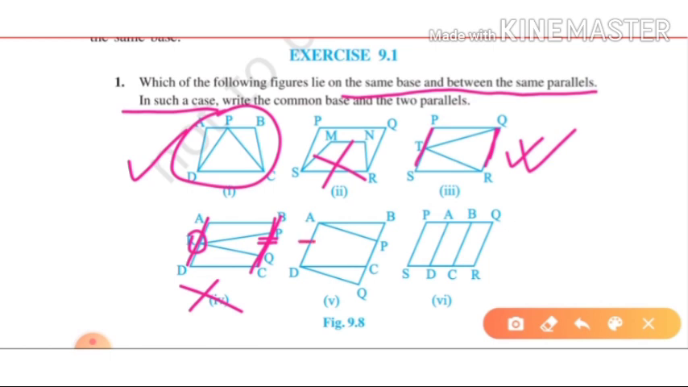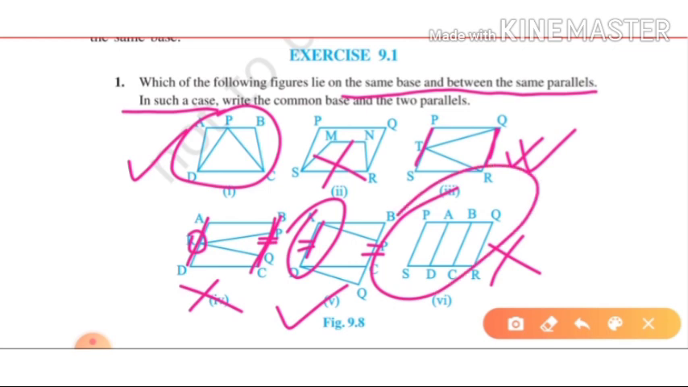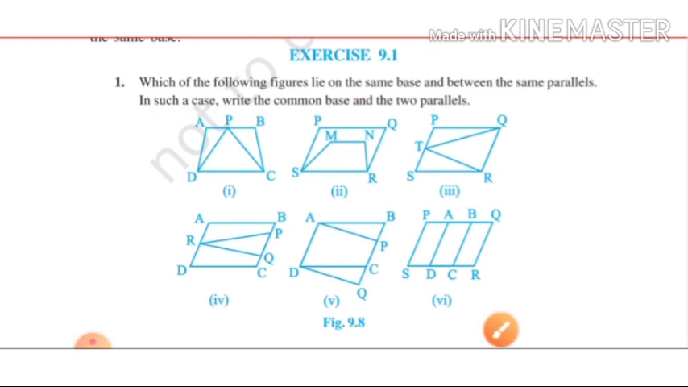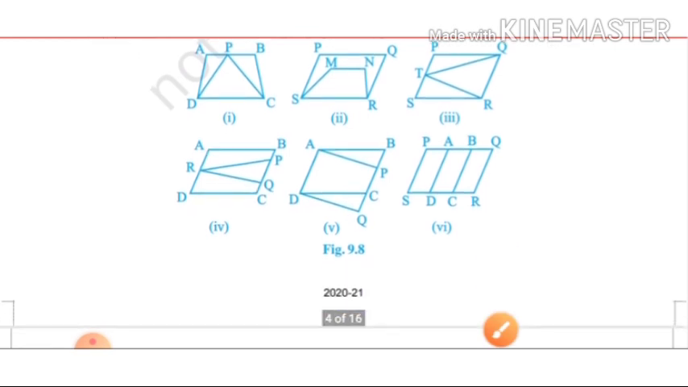Here it lies because this is parallel to this line and standing on the same base, AD. It is true, and this is false, because they don't stand on the same base. Try to do this exercise by yourself, and then we'll head on to the other part of this chapter. Thank you.